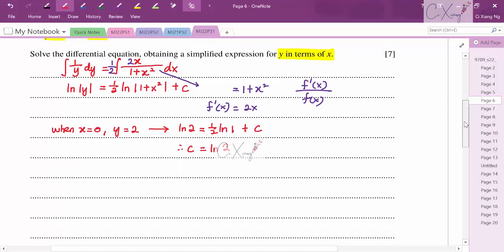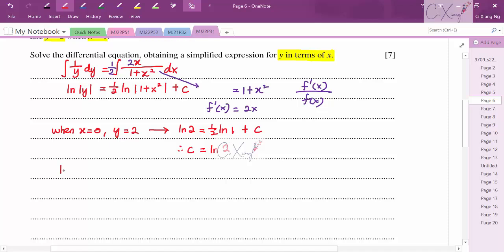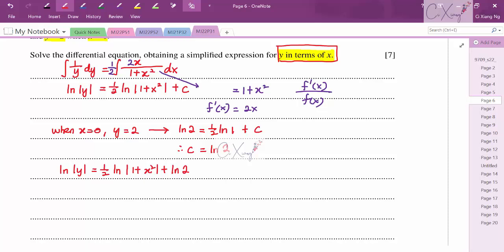Alright, so very easily from here I can get the value for c. So I rewrite my equation again: ln y equals half ln of 1 plus x squared, plus ln 2, which is the c. And because for this question they want us to express our answer y in terms of x, my direction is to try to group the left hand side with only one ln and also the right hand side with only one ln. The left hand side already has only one ln, so I didn't touch it yet.